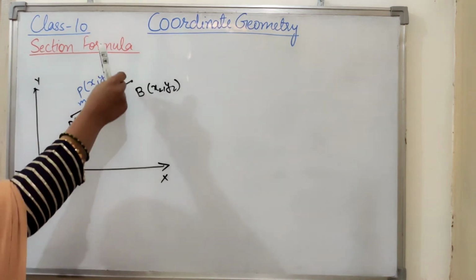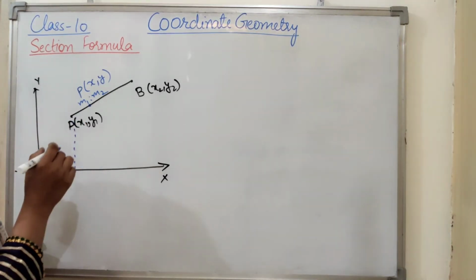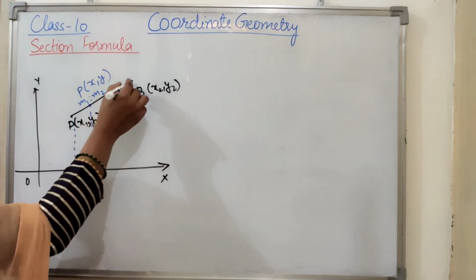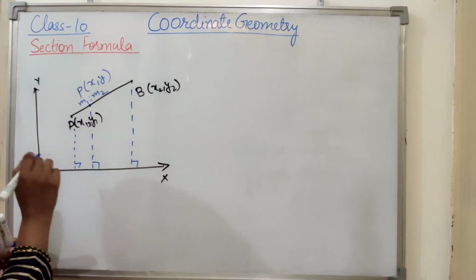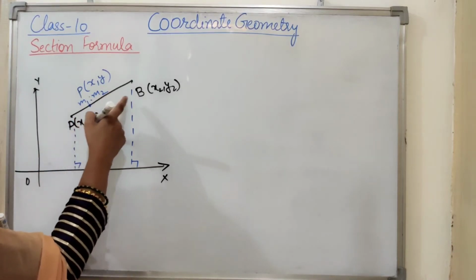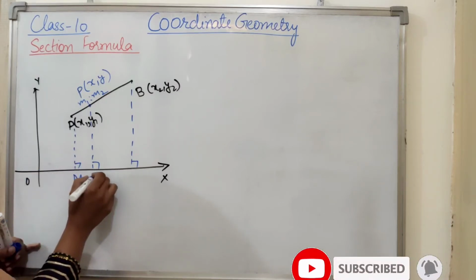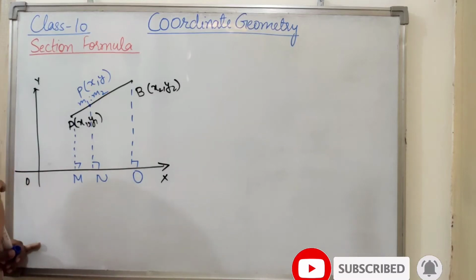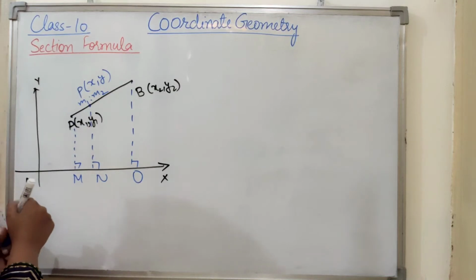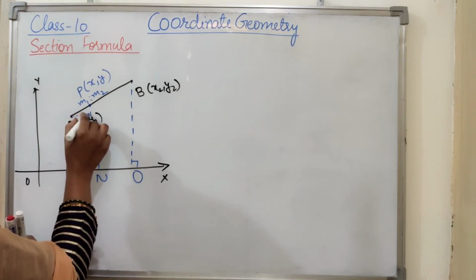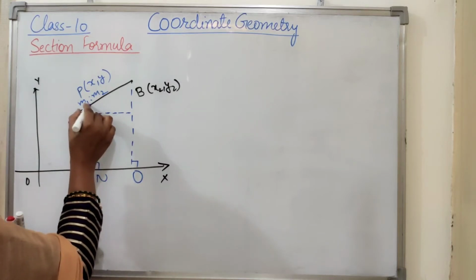We will draw perpendiculars on the x-axis. So let us draw this perpendicular, and this perpendicular. We dropped these perpendiculars, and I'm going to name them. This is A, B, and this is P. So let's say this is M, N, O, right? M, N, O. Now, as I'm interested in this, I'm going to draw a horizontal line here, right? This one. And here also.